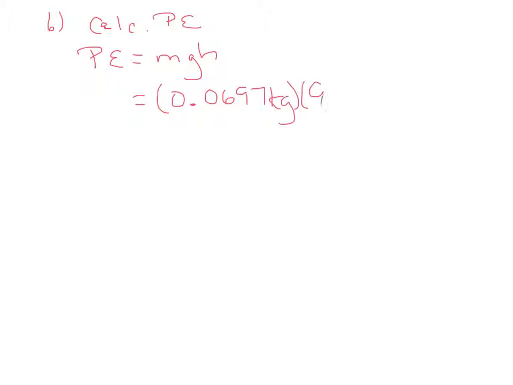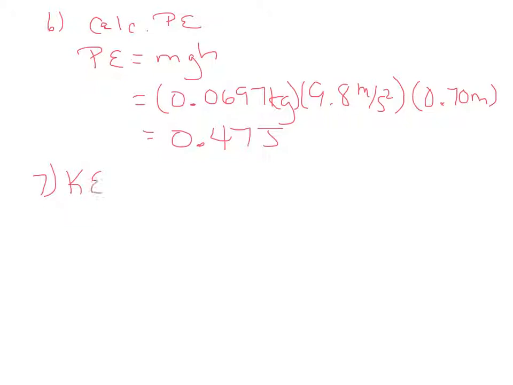Okay, so we are going to do a couple of calculations now. On your page, you had a number 6, which was to calculate potential energy. So we're going to just plug into our potential energy formula. Potential energy is equal to the mass of the cart, which I said was 0.0697 kilograms, times acceleration due to gravity, which was 9.8 meters per second squared, times the highest point on our roller coaster, which is 0.7 meters. And I'm simply going to multiply all three of those numbers together, and I get 0.47 joules.